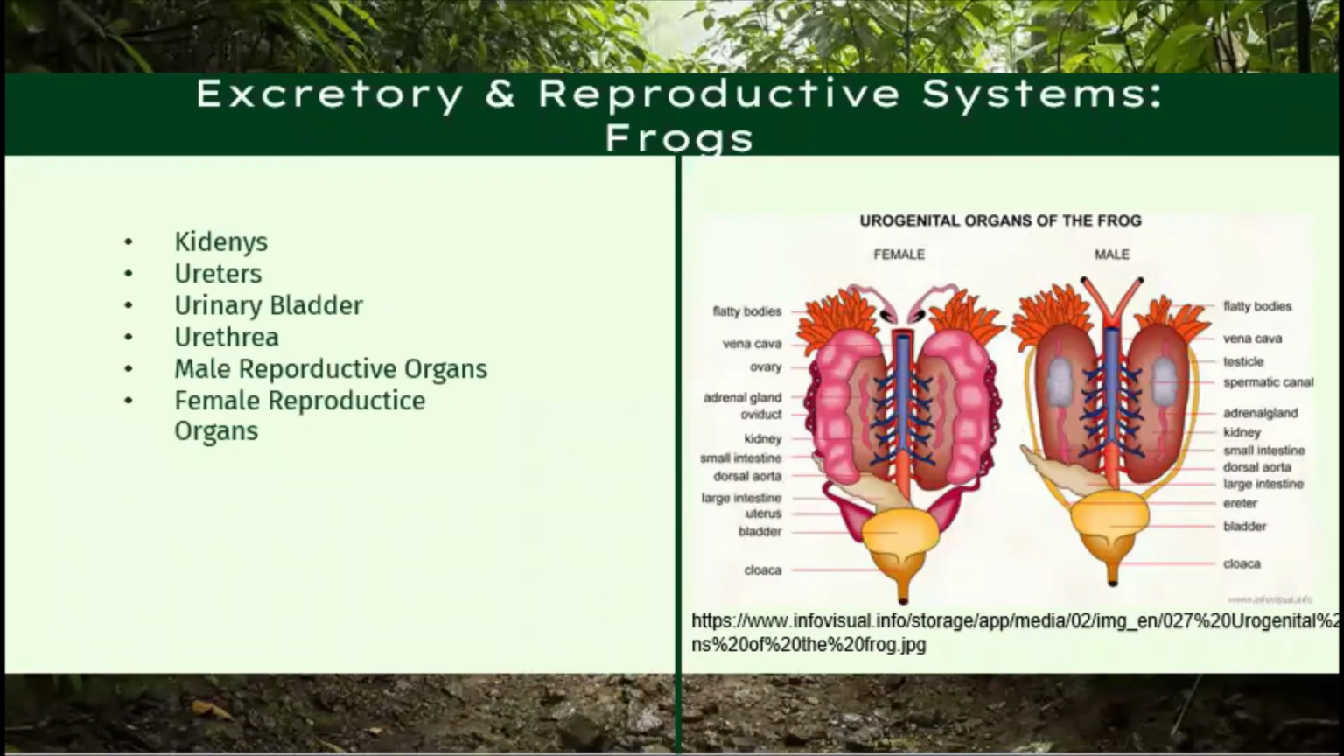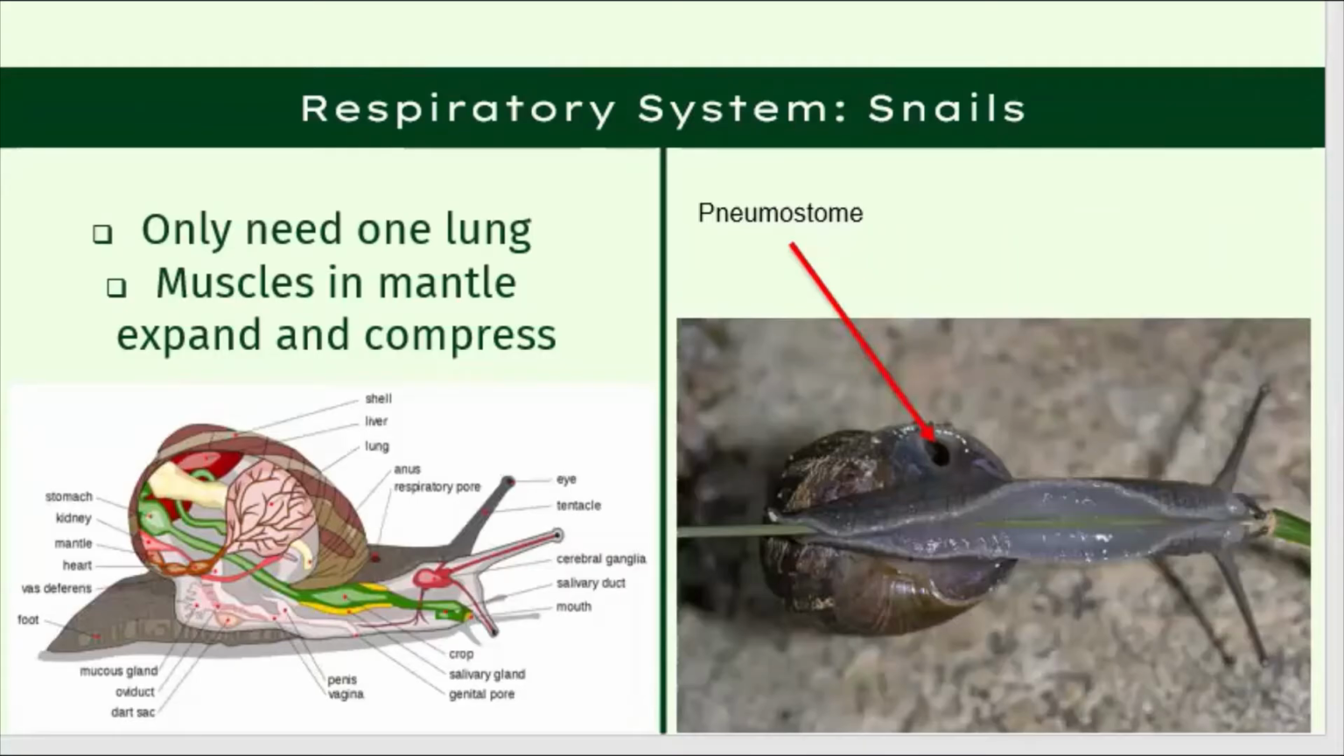And then the female reproductive organs include the ovaries, which are extended curved ducts with a substantial wall that is not associated with the kidneys. As for snails, they're quite different from frogs. They only need one lung, as they're not like humans who need a pair of lungs to take in and out the oxygen and carbon dioxide.